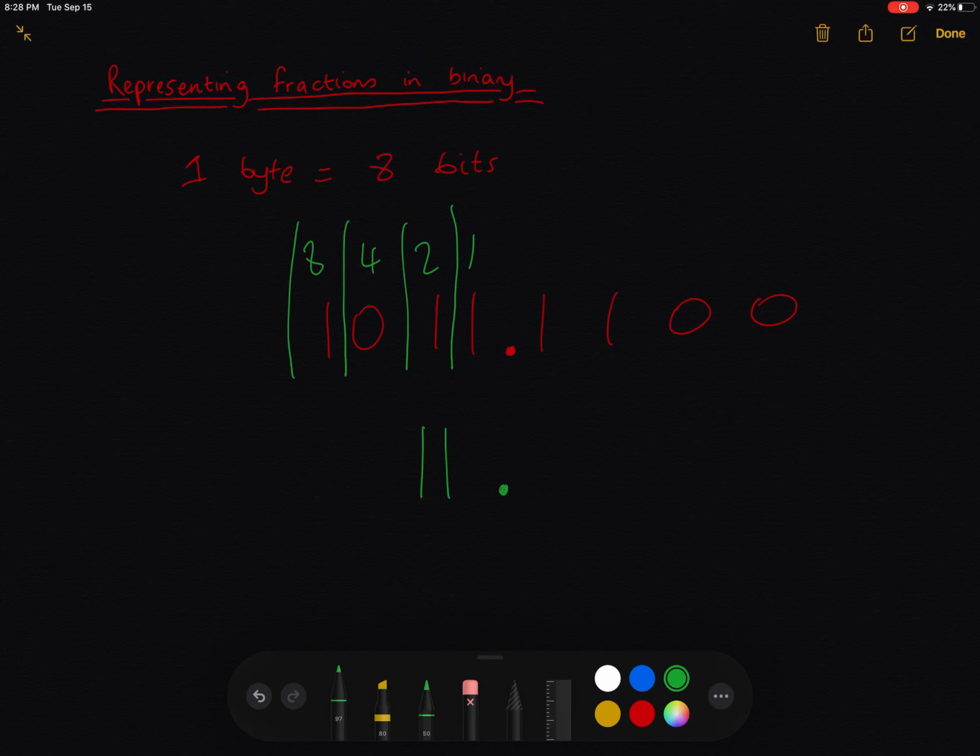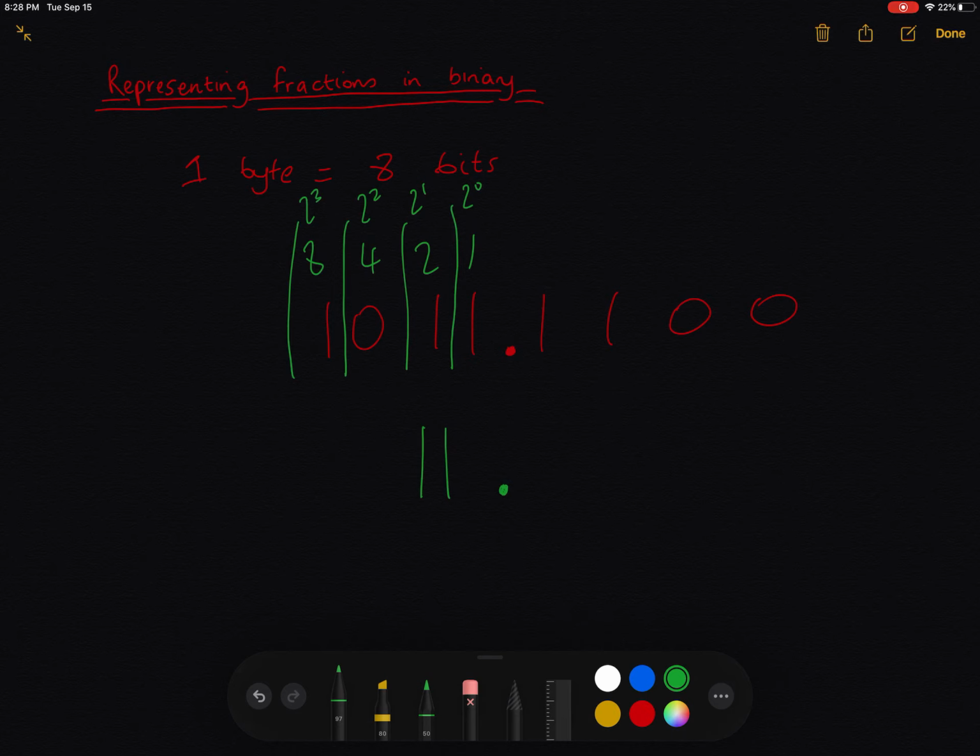Now let's think about what the right-hand side of the decimal place is. Interestingly enough, and hopefully you've spotted this, our powers of 2 are going to continue. Let's just review these. This is 2 to the power of 0. Anything to the power of 0 is 1. This is 2 to the power of 1, this is 2 to the power of 2, and this is 2 to the power of 3.